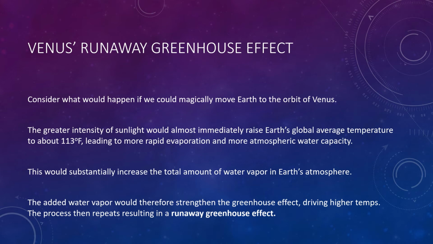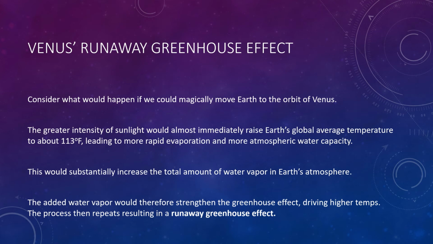The greater intensity of sunlight would almost immediately raise Earth's global average temperature by about 30 degrees Celsius to about 113 degrees Fahrenheit. Although this is still well below the boiling point of water, the higher temperature would lead to an increased evaporation rate of water from the oceans. The higher temperature would also allow the atmosphere to hold more water vapor before the vapor condenses to make rain. The combination of more evaporation and more capacity for water vapor would substantially increase the total amount of water vapor in Earth's atmosphere. Now, remember that water vapor, like carbon dioxide, is a greenhouse gas.